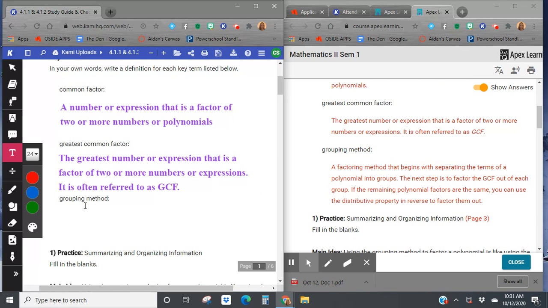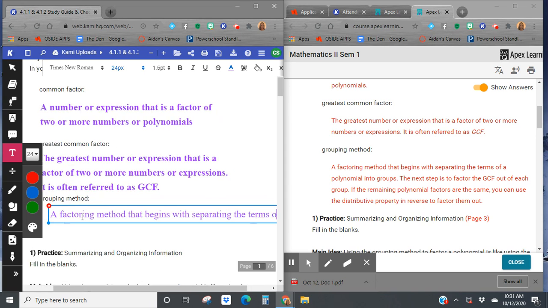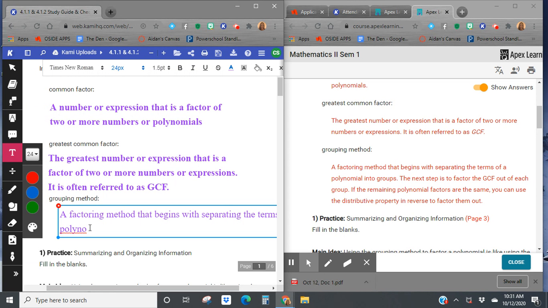All right, the grouping method. This is a factoring method that begins with separating the terms of a polynomial into groups. The next step is to factor out the GCF of each group, and if the remaining polynomial factors are the same, you can use the distributive property to reverse and factor them out.